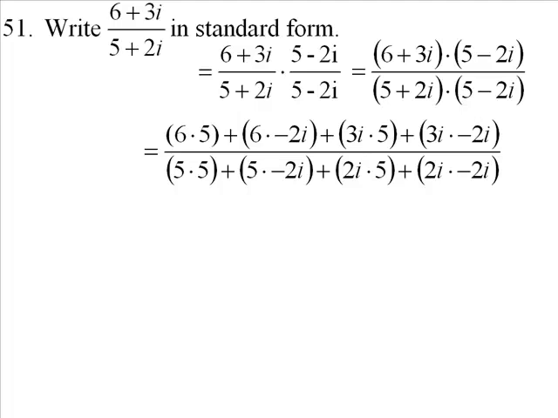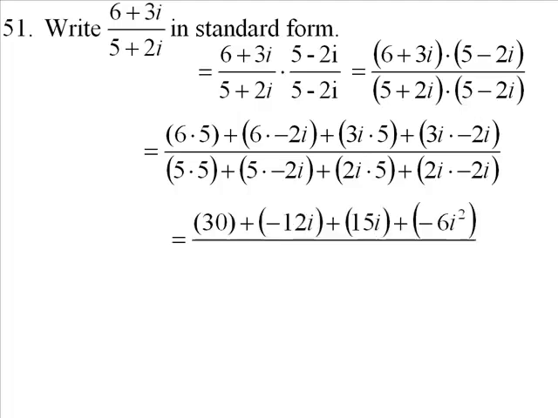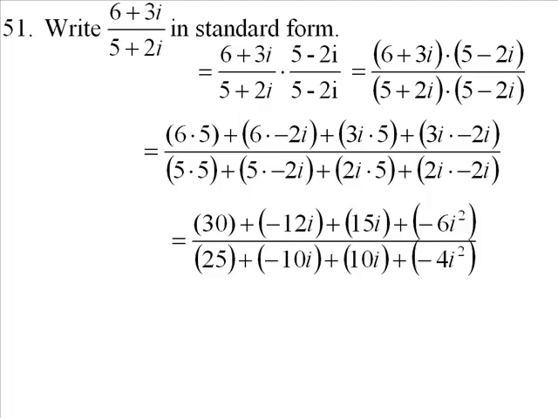Now the top, you have 6 times 5 is 30, 6 times negative 2 is negative 12i, 3i times 5 is 15i, and 3i times negative 2i is negative 6i squared. The bottom, you have 5 times 5, you have 5 times 2i, 5 times negative 2i is negative 10i, 2i times 5 is 10i, 2i times negative 2i is negative 4i squared.